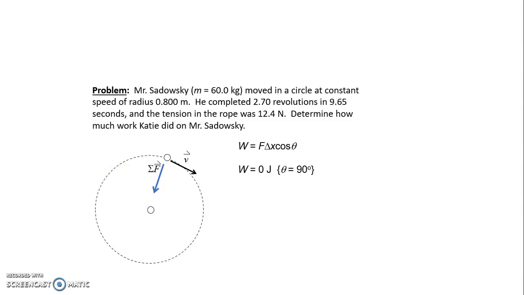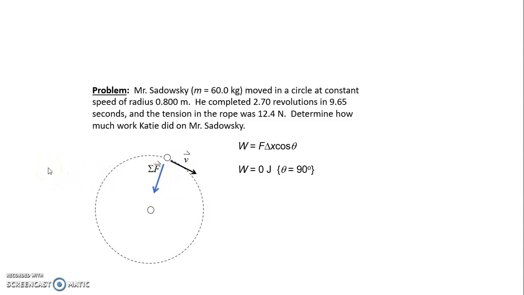As long as the angle is always 90 degrees, cosine 90 is 0, and that's what it's saying. The work is 0 joules. Well, let's take this from another perspective. Again, we're finding the work done by sigma F, so this is basically like finding the net work. How do we know this is sigma F?